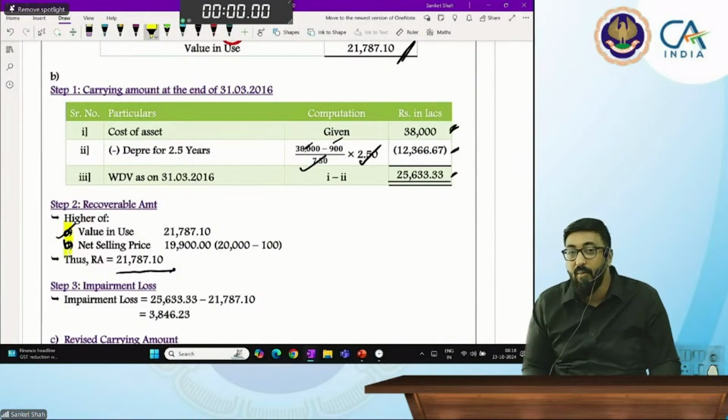Then you got the recoverable amount. Now the recoverable amount is less than the carrying amount, so there is impairment loss. And to confuse you, what have I given? Years are given point-wise. The institute is going to play with you in numbers, because this question is otherwise very easy.